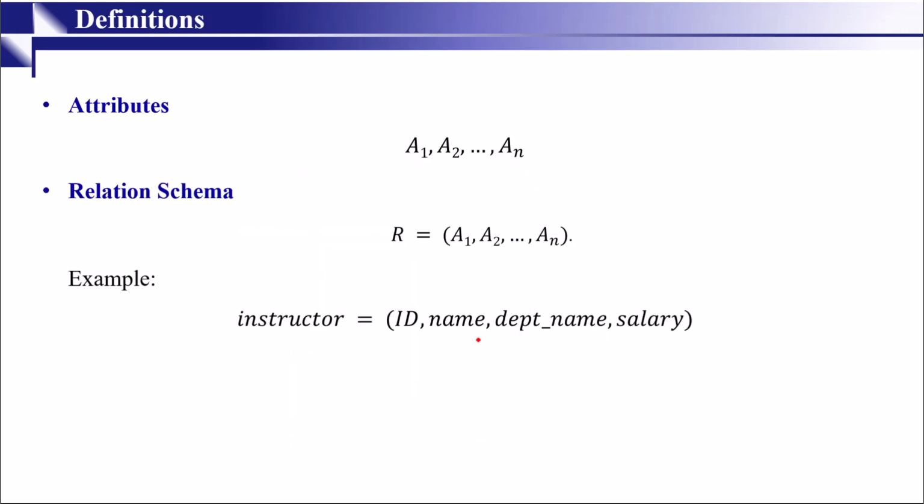Let's formalize things. Attributes are denoted as A1, A2, up to An, representing the columns of a table. Then we have the relation schema. This is a blueprint of a relation. We write it as R(A1, A2, up to An), listing all its attributes. For example, the instructor relation has attributes like ID, name, department name, and salary. This schema defines the structure of the table before we even add data. It's like the architectural plan for our database.